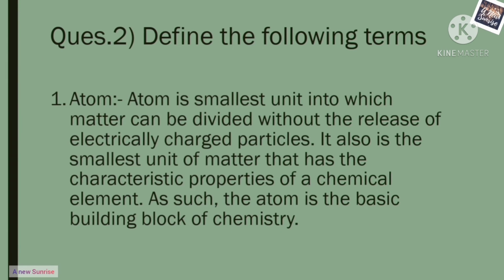Now let's go towards the second and the last question, that is define the following terms. So let's see what are the terms that we are going to define. That is atom. Atom is the smallest unit into which matter can be divided without the release of electrically charged particles. It also is the smallest unit of matter that has the characteristic properties of a chemical element. As such, the atom is the basic building block of chemistry.